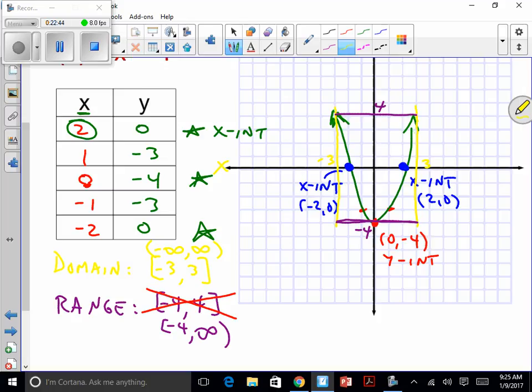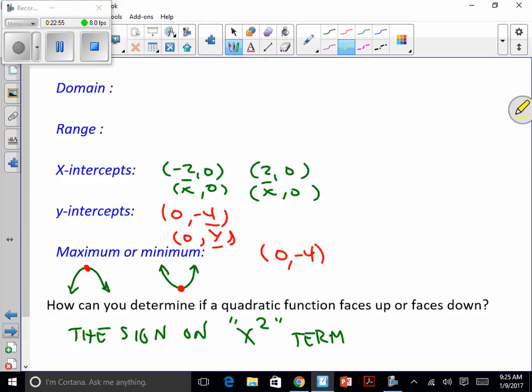So let me write down the answer on the other page. My domain is from -infinity to positive infinity. Again, most of the time, the domain is going to be that -infinity to positive infinity. It just means it's going to go out and out forever and ever in both directions, which is why there's the arrows.